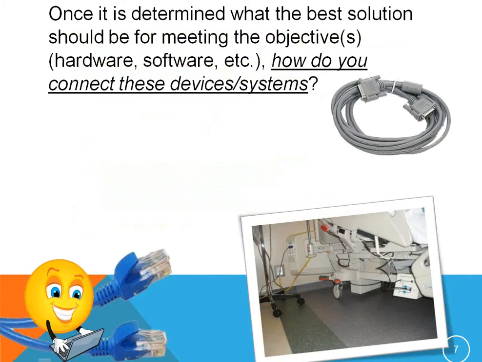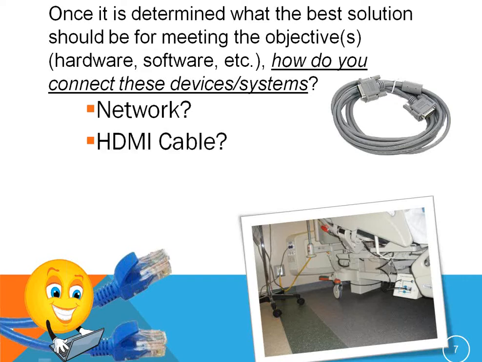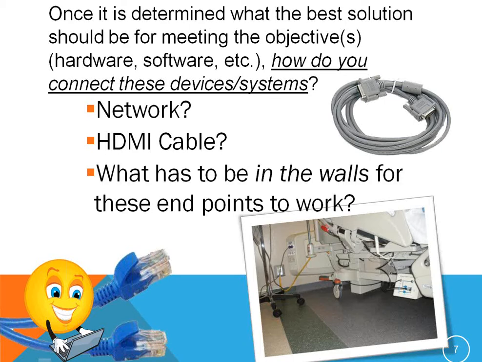Once it's determined what the best solution should be for meeting objectives, there are other considerations. A lot of times we only look at the things we can see at the endpoints without really thinking about what connects those endpoints together. We've got some examples on the screen of how you hook up air to the mannequin, communication cable. Some devices use networks, HDMI cable between a computer and a projector perhaps, or an LCD screen. And you have to ask yourself what has to be in the walls for everything to work. There's so much that cannot be seen.